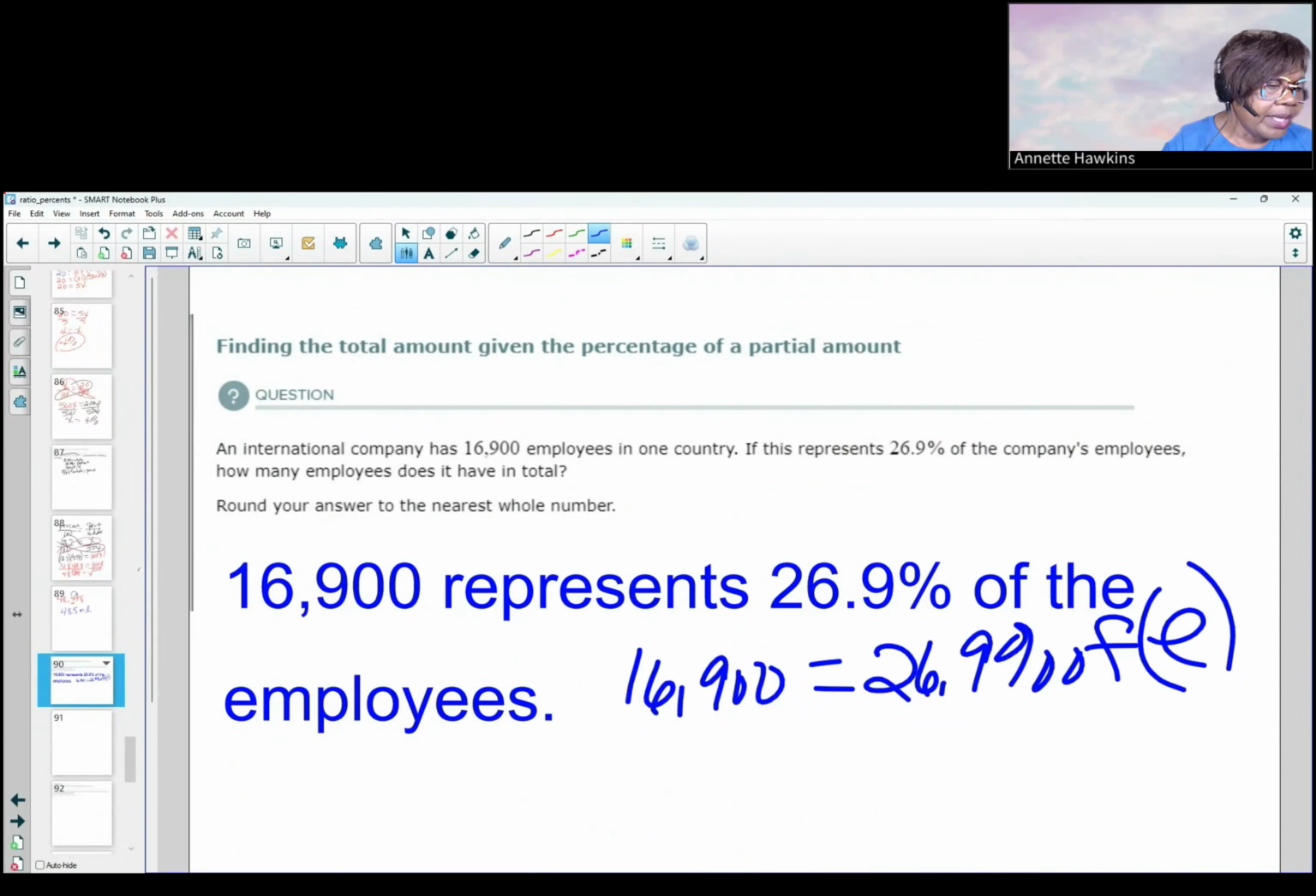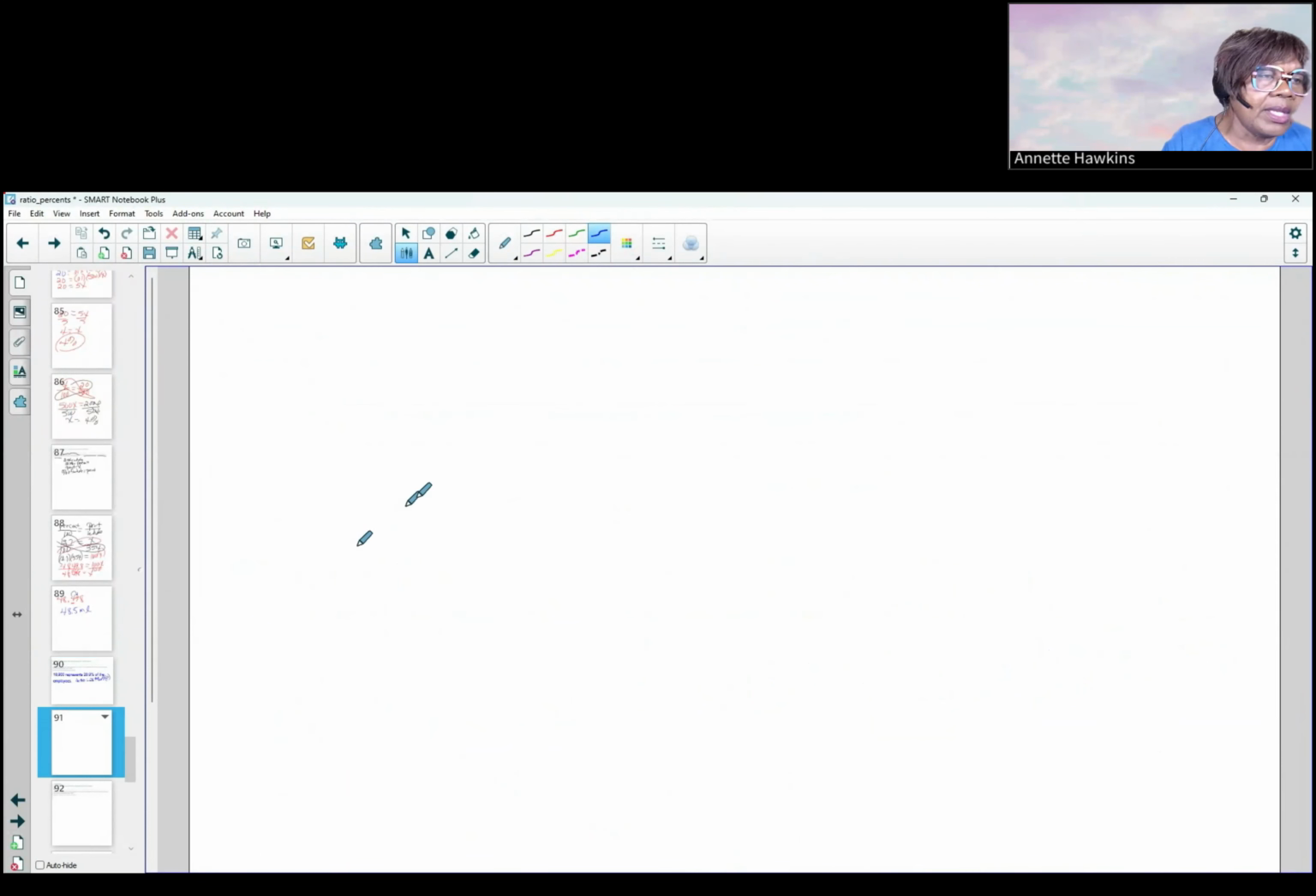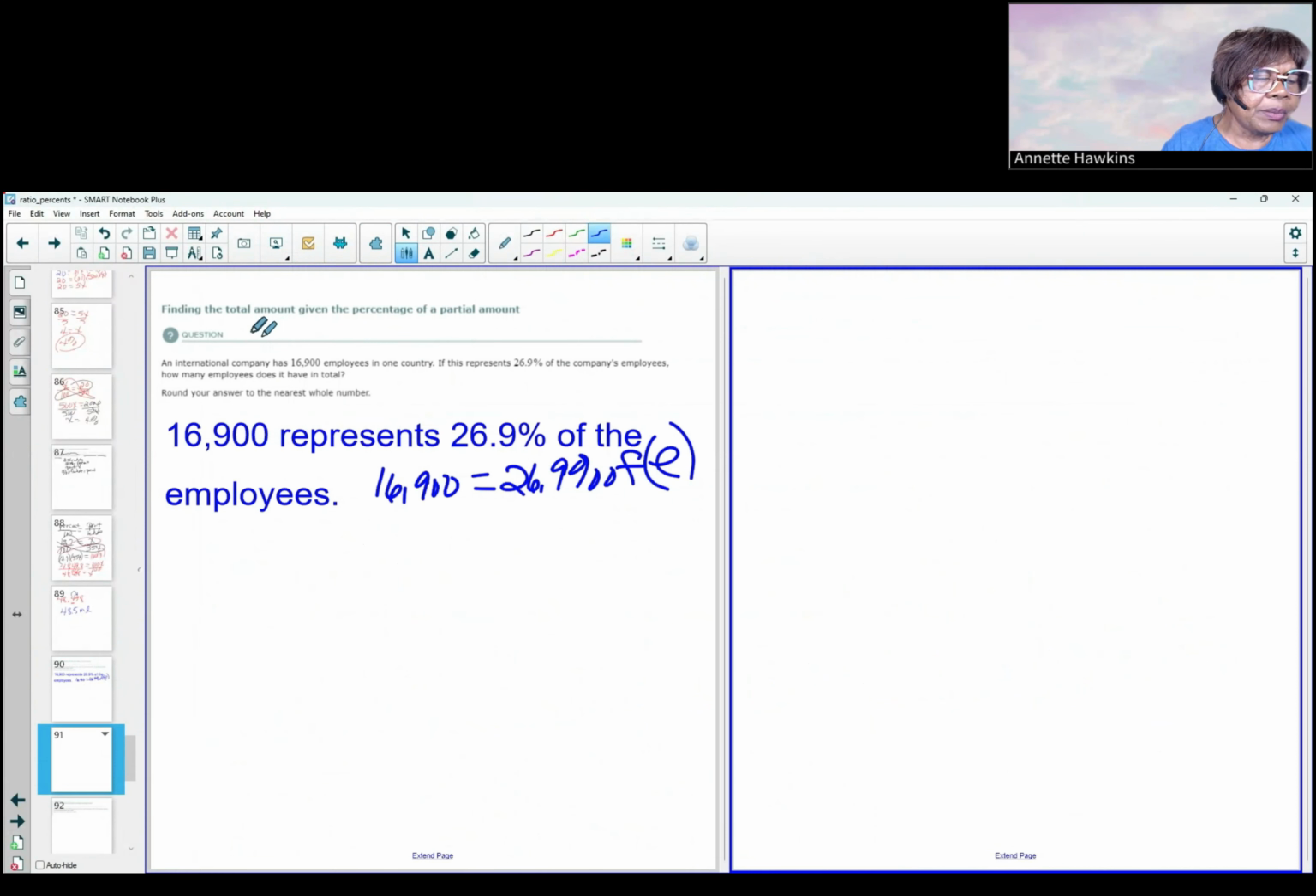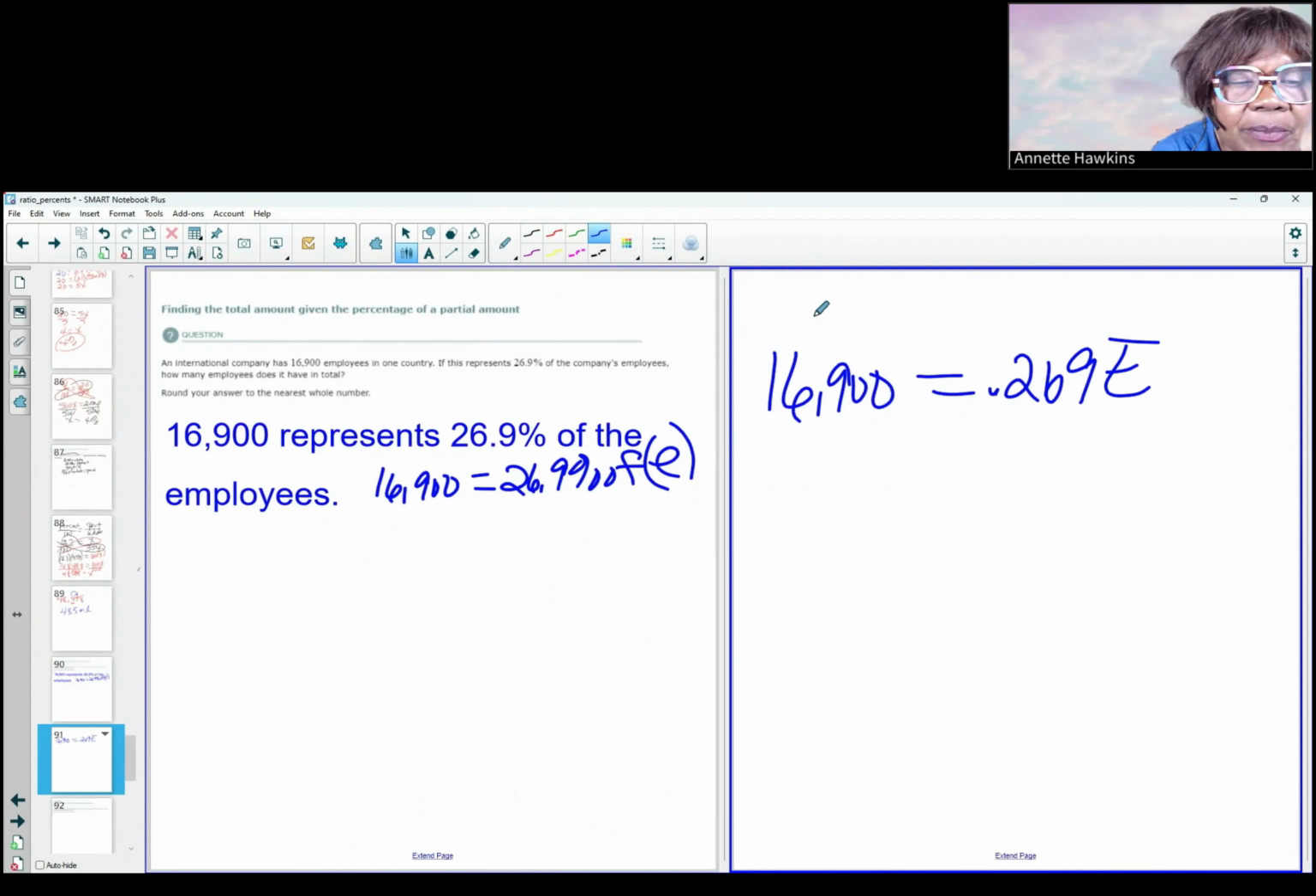Okay, so we can set this up. We can use a proportion. We can use an equation. I used a proportion last time. Let's use an equation this time. So 16,900 equals, change this to a decimal, 0.269, and that'll be a capital E. And we solve this, divide by 0.269.